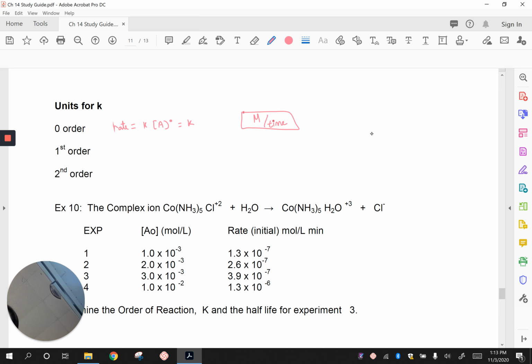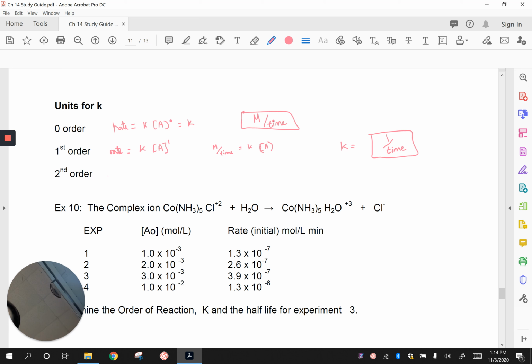Let's look at first order. So rate is equal to k times the concentration of A to the first power. So let's think about this. So my rate is molarity per time is equal to k times the molarity. So if you move this molarity to the bottom here, so you can solve for k, your molarity and molarity cancel, you end up with k is equal to 1 over time units.